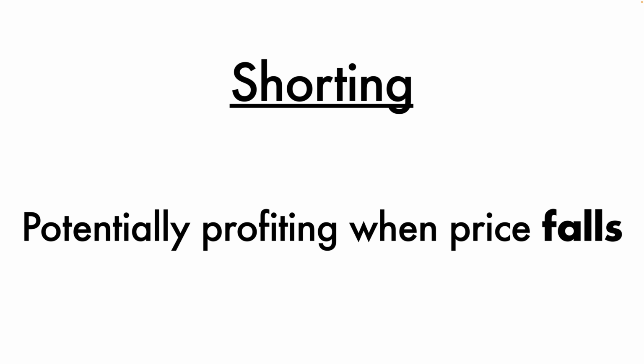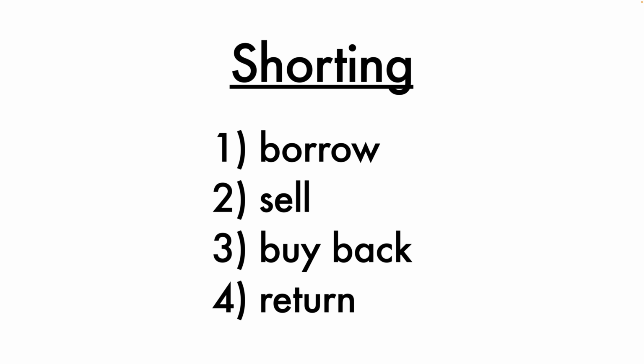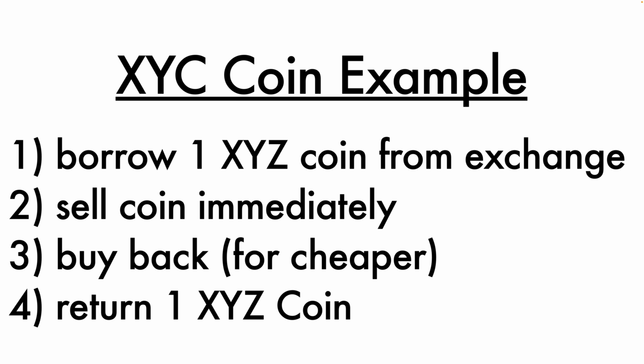Now there's also a way to profit when the price goes down, and this is called shorting, and I'm going to explain how it works. With shorting, there's essentially 4 steps to this, and they're borrow, sell, buy back, and return. So going back to the XYZ coin example, if you were to short it, you would first need to borrow the coin from the exchange, let's just say one coin.